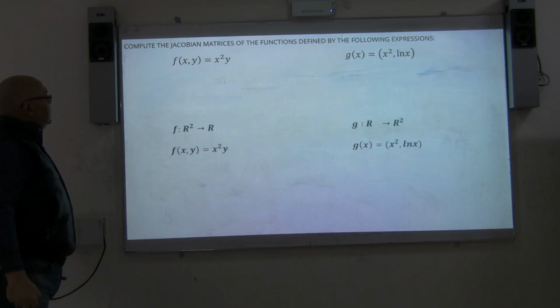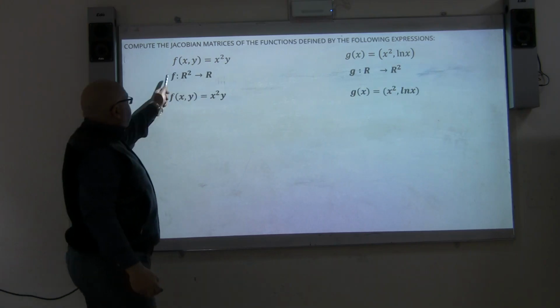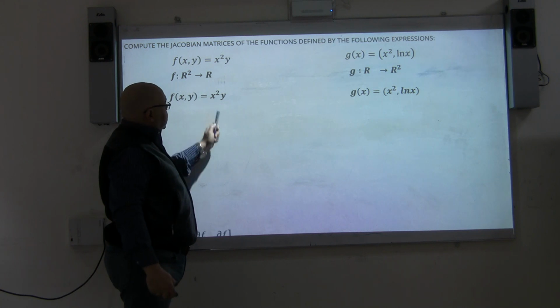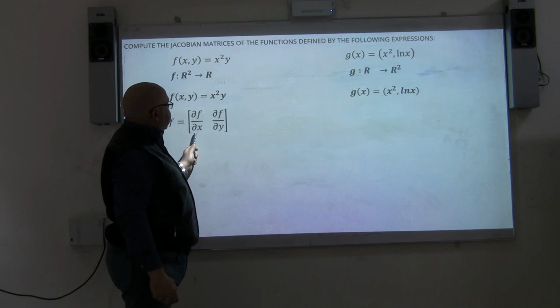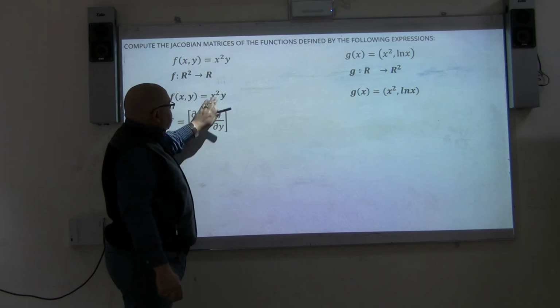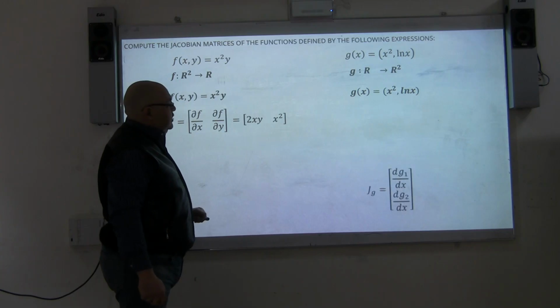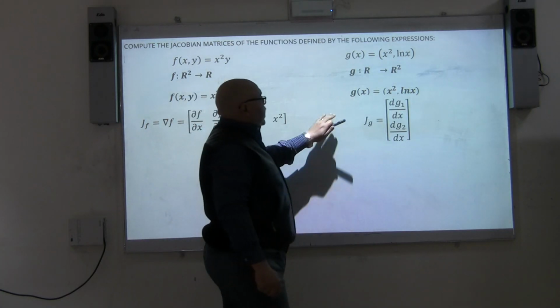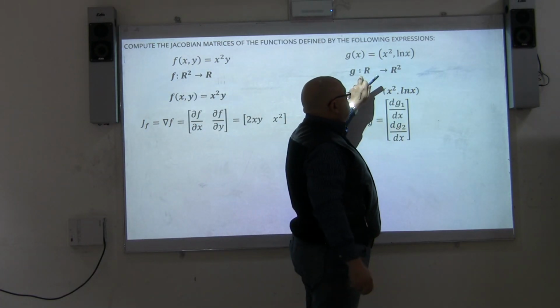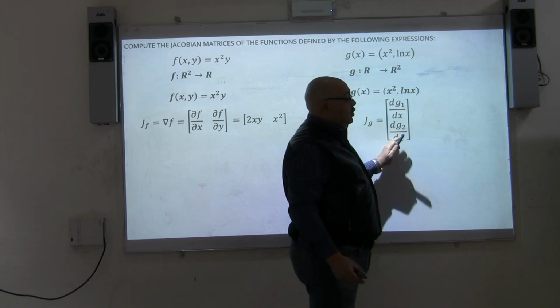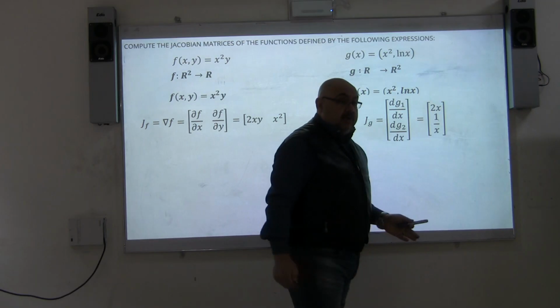So, as you can see, now it's running from R2 into R, so f of xy is going to be x squared y. Once more, I will talk about the gradient vector, which is going to be partial f, partial x, partial f, partial y. Differentiating with respect to x gives 2xy, differentiating with respect to y is going to be x squared. In this case, I'm running from R to R2, so I don't need partial derivatives, I will do total derivatives, because I have just only one variable.